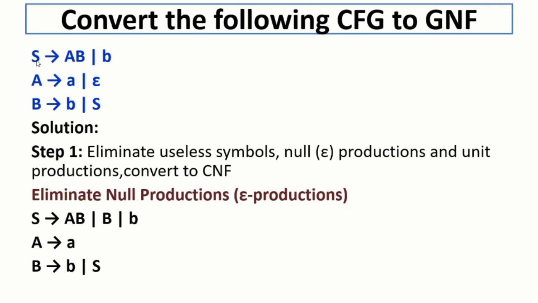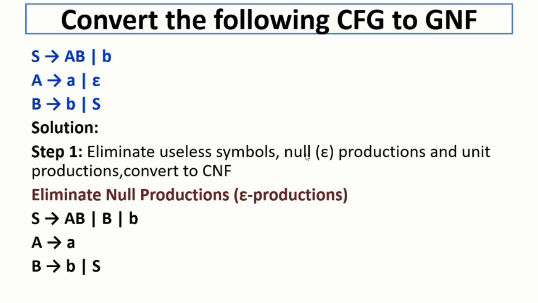The given grammar is S tends to non-terminal symbols A B or terminal symbol b. Next, A tends to terminal symbol a or epsilon. Last production, B tends to terminal symbol b or non-terminal symbol S. In the first step, eliminate useless symbols, null productions and unit productions, then convert to Chomsky normal form.